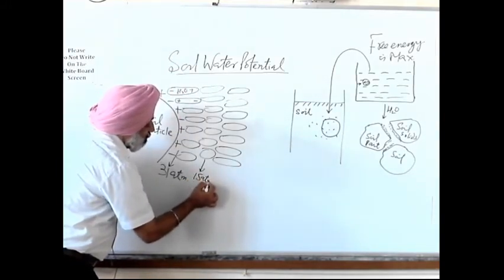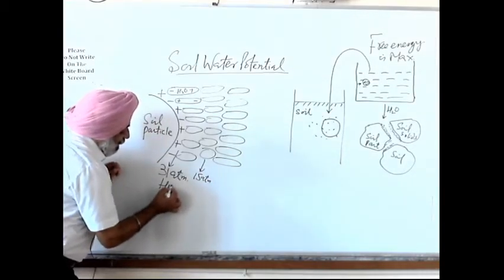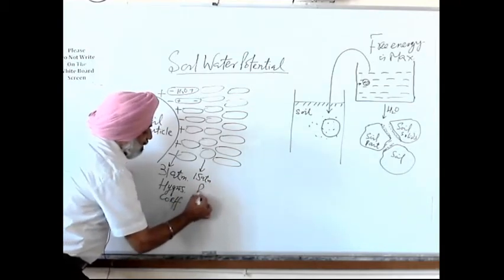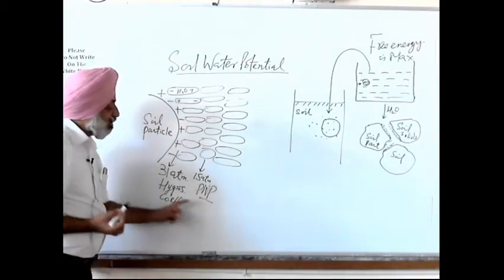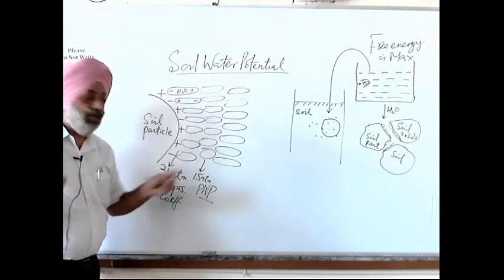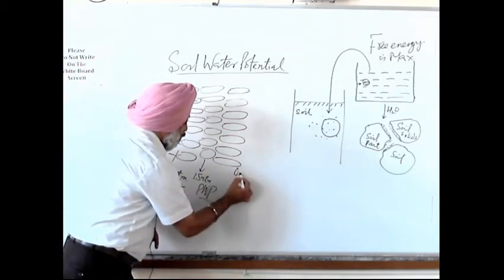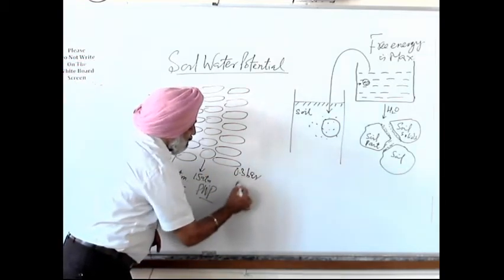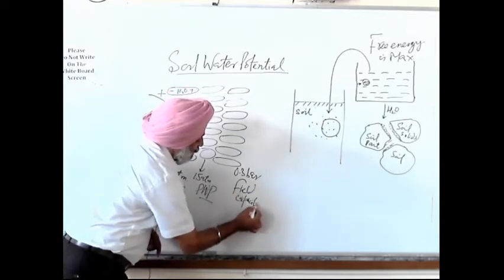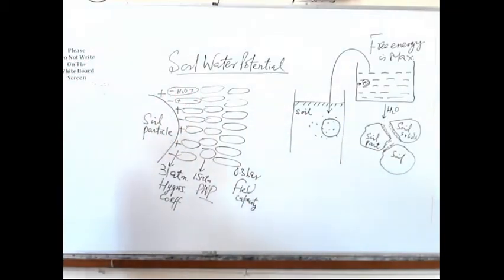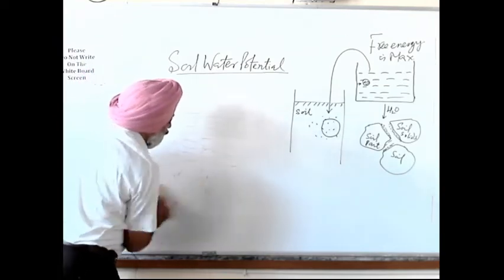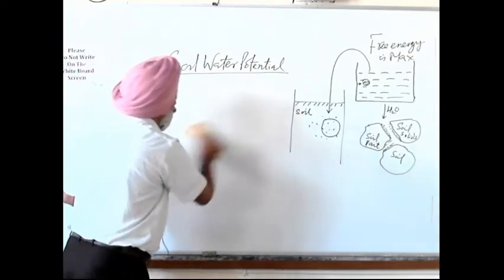Then you have 15 atmospheres. We call this water the hygroscopic coefficient. We call this water the permanent wilting point. If the water in the soil reduces to this level, then the plants will permanently wilt. Then you have 0.3 bar, what we call field capacity. This is the amount of water present in the soil which is available to the plants. So in this way, the water is being attracted by the solid particles once it enters the soil.